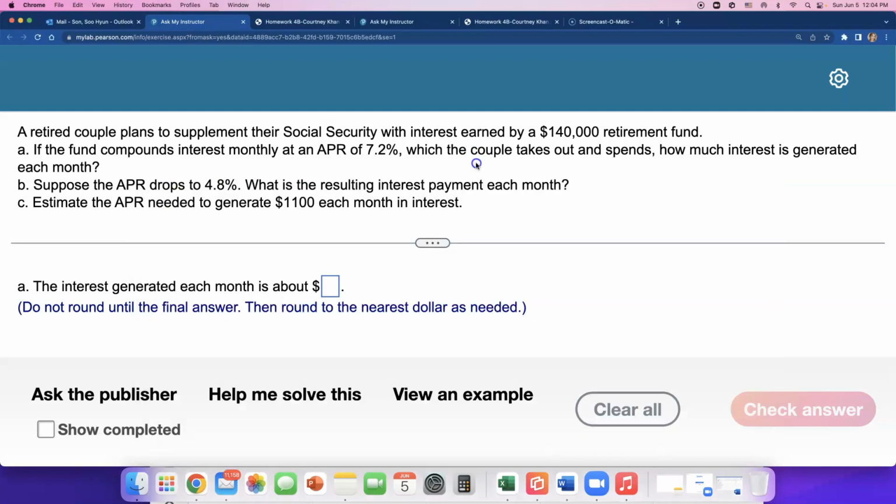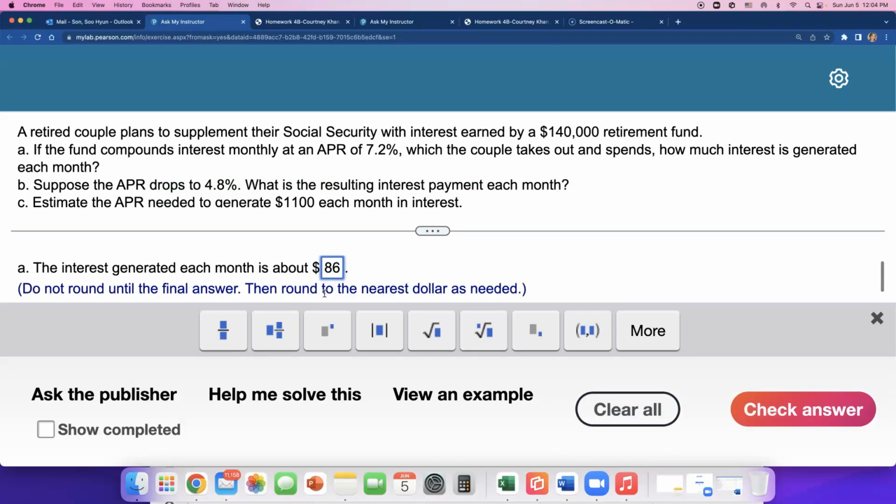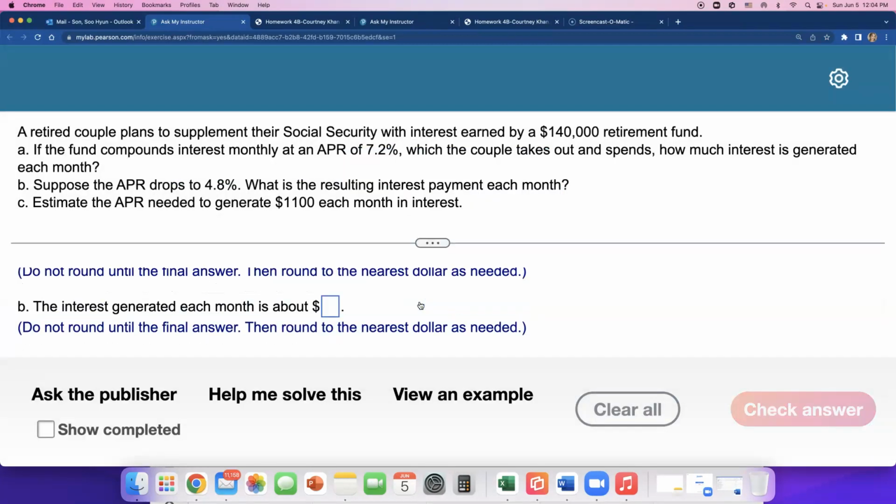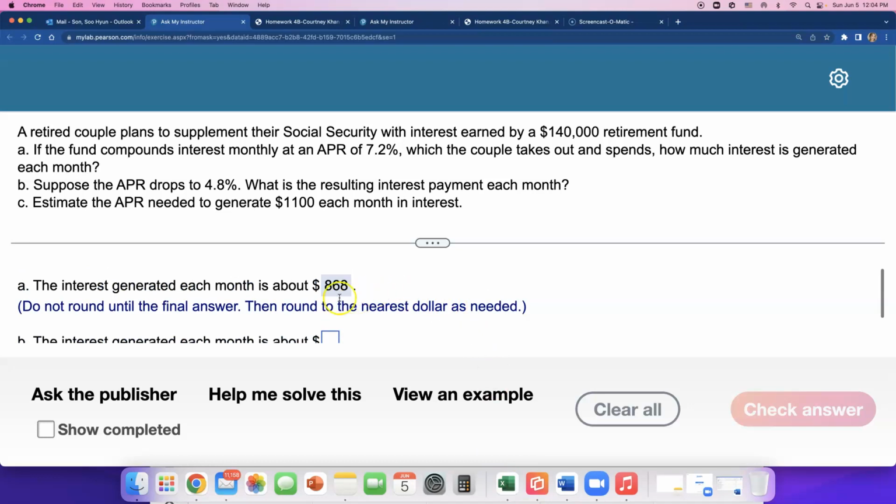So 868 will be my answer. 868. All right. Next one is asking, suppose that APR drops to 4.8%. So if the bank is not giving them a higher interest, their monthly payment will be lower. They were doing good with the extra $868.